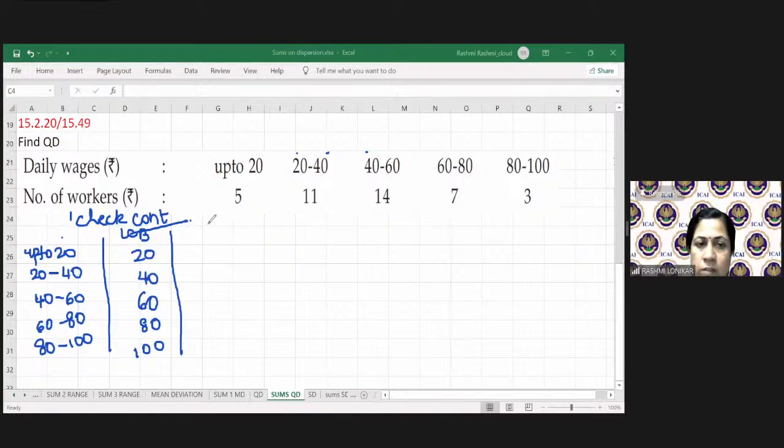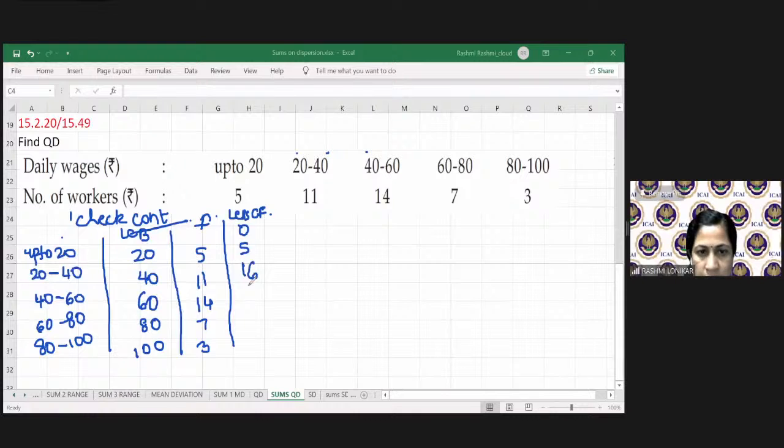Now I have to find the less than cumulative frequency. For that I must write the frequencies. So the frequencies are 5, 11, 14, 7 and 3. Now I will find the less than cumulative frequency. Lower than 20 it will be 0, then 5, then 16, then 30, then 37 and then 40.